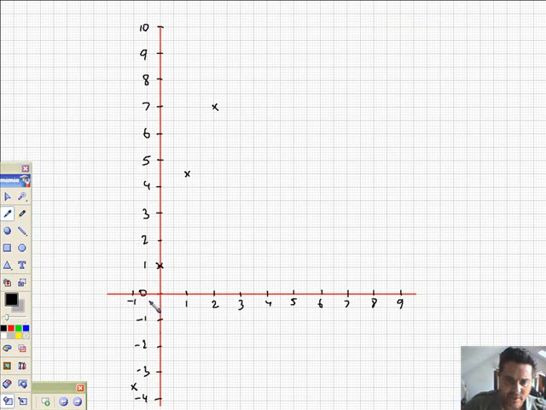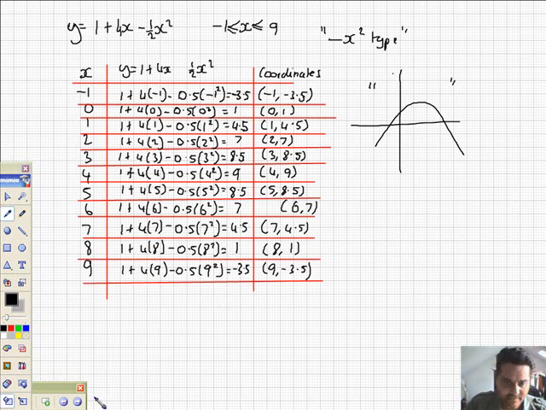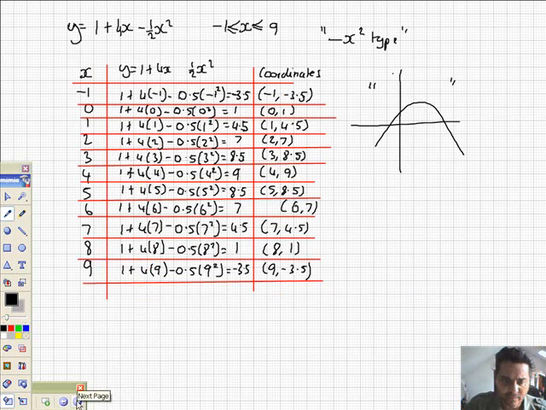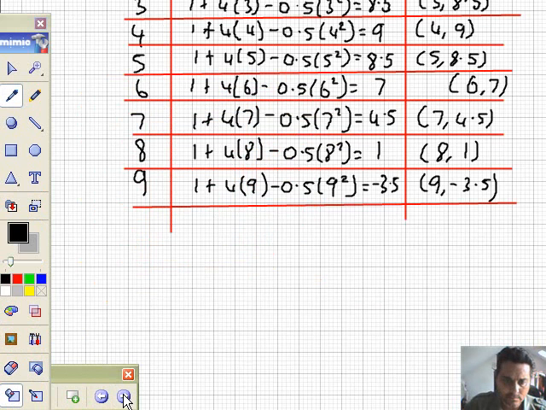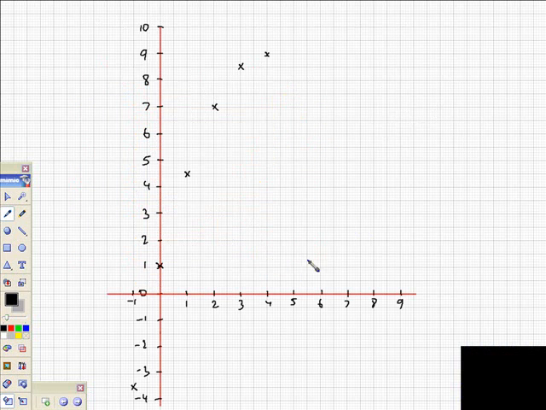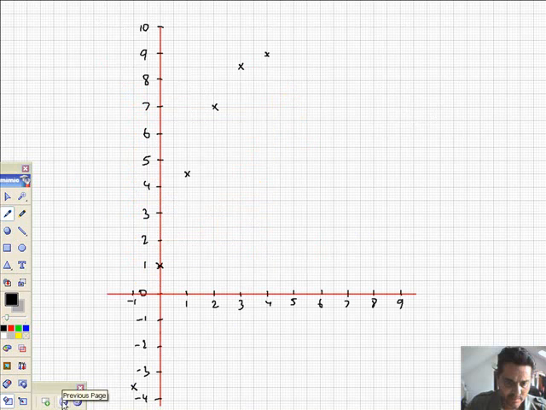Again, we're getting curvy. It'll be quite hard to draw this actually, freehand. Anyway, right, that was 2, 7 done. Next one, 3 and 8.5. 3 along, 8.5, right there. Next one, 4, 9. That's 4, 9 plotted, finally.